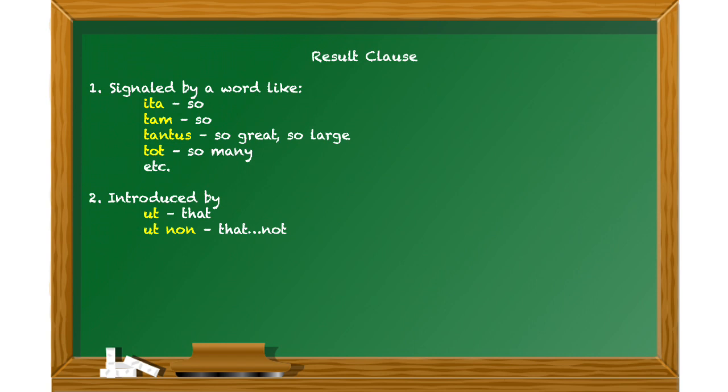Then the result clause itself is introduced either by ut or ut non. And this makes it easy to confuse with the purpose clause. Purpose clause can also be introduced by ut. Of course, the negative purpose clause is introduced by ne. The negative result clause is introduced by ut non. The other thing that's a little bit different is that the translations are simply that or that not.